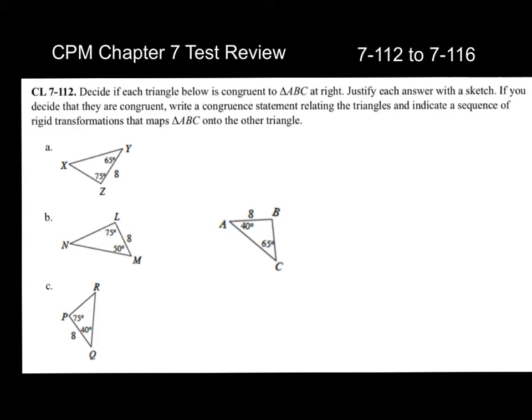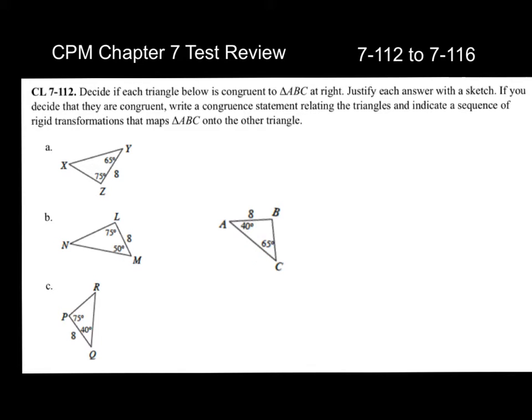So in 1.12 here it says to decide if each triangle below is congruent to ABC at the right. I went ahead and copied ABC right here so we can see them more closely. Justify each answer with a sketch if you need to. We just need to see if these are congruent. And then if they are congruent, what do we do to get from here to here? That's called the rigid transformation. So what rigid transformation maps that onto these?